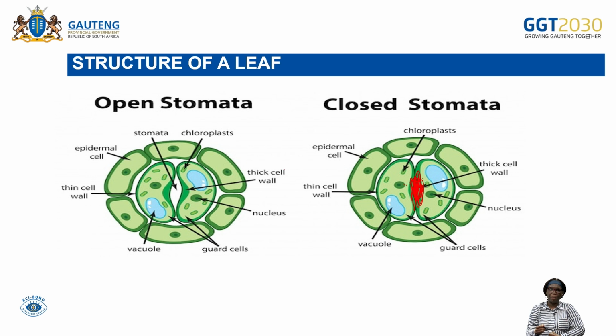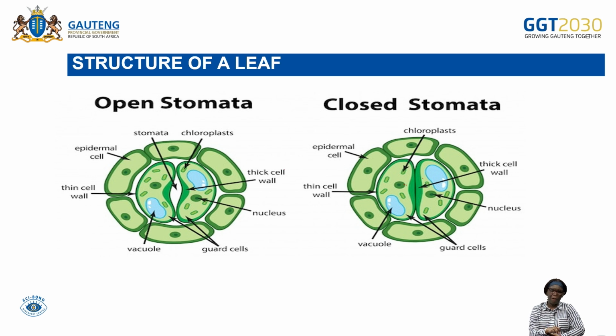Grade 11 learners, it is very important that you also know the difference between a closed stomata and an open stomata. And it is very important also because you are still going to talk about factors affecting the rate of photosynthesis. That is where you will learn about when the stomata is opening and when the stomata is closing. Any question concerning the structure of the stomata?